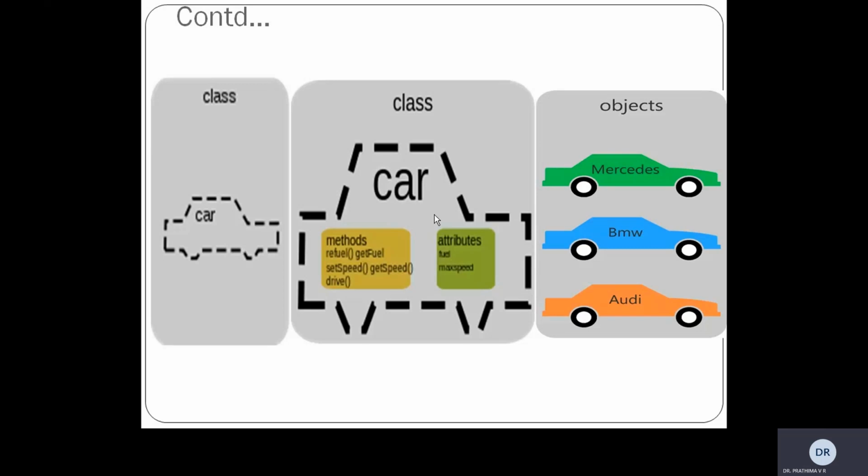So I've taken objects: the green colored Mercedes, the blue colored BMW, the saffron colored Audi. And these are the colors which are observed, the types of cars possessing the same methods with the same attributes.